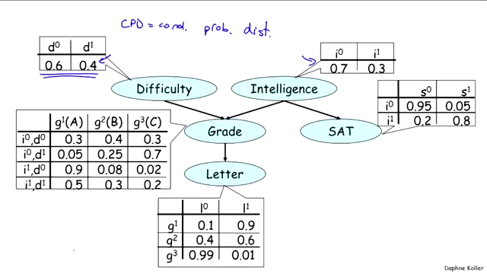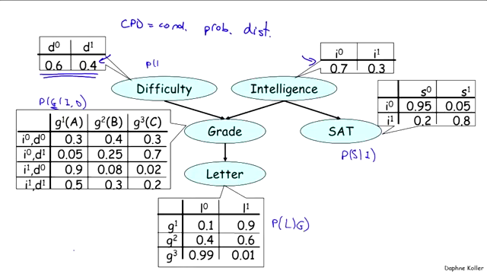So here is the conditional probability distribution that we've already seen before for the probability of grade given intelligence and difficulty. And we've already discussed how each of these rows necessarily sums to 1 because it's a probability distribution over the variable grade. And we have two other CPDs here, in this case the probability of SAT given intelligence and the probability of letter given grade.